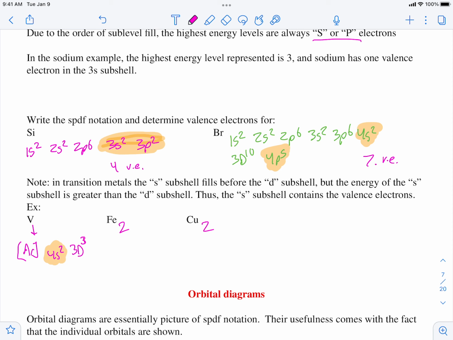Okay. What about the 4d subshell? What if I picked silver or palladium or cadmium or molybdenum? Anything in the 4d subshell. How many valence electrons are in those elements? Just 2. By default. Transition metals, D block, same thing with F. By default, 2 valence electrons, which are the s electrons that come right before. Okay? Alrighty.